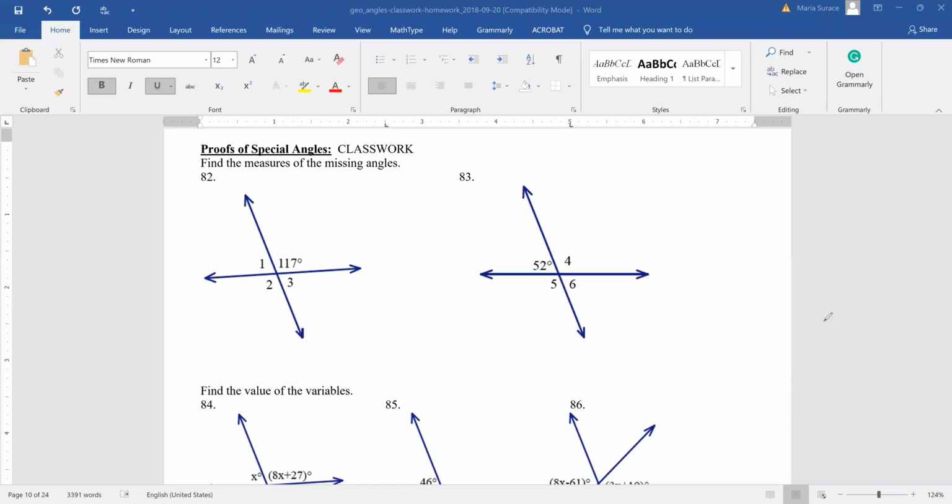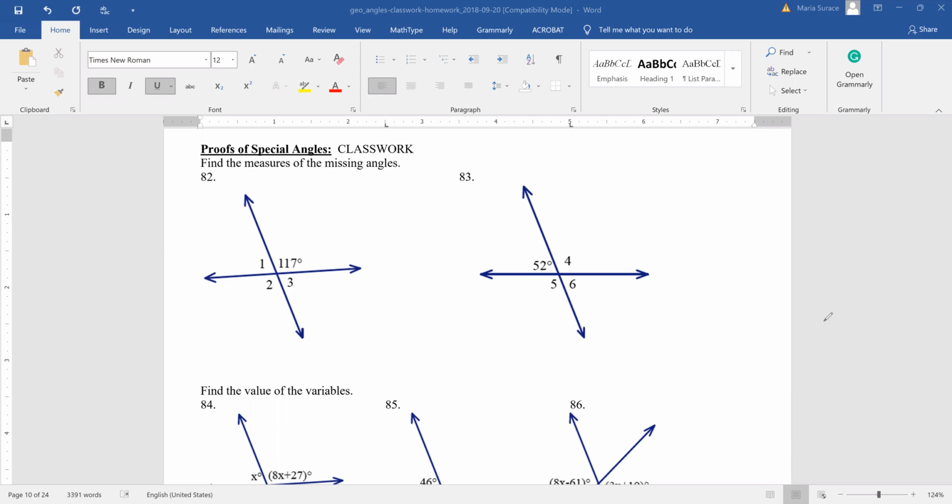Hello, this video will go over proofs of special angles classwork homework topic from the angles unit in geometry. Go over some of the odd ones in the classwork section, and then any problems that prove to be a little bit more difficult, I'll do some of those from the homework section as well. So let's begin with number 83.